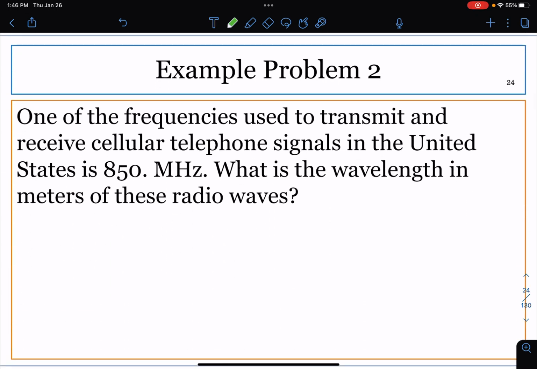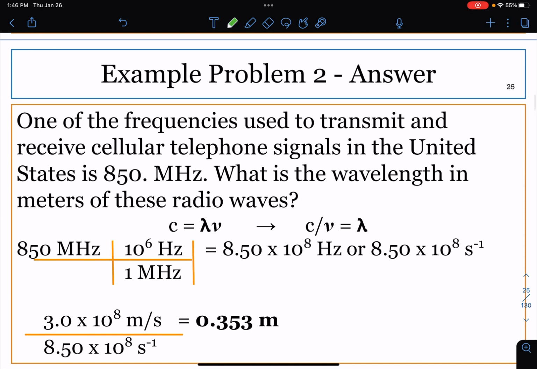Pause and work this second problem out before seeing the answer. In this problem, we were given a frequency. We know that it's frequency because the problem described it as frequency, and also the unit is megahertz. Anything with hertz or seconds to the negative 1 is a frequency unit. So first, let's look at our equation. We are now given frequency, so we're going to take c divided by frequency, and that equals wavelength, which is what we're solving for. Convert our megahertz to hertz.